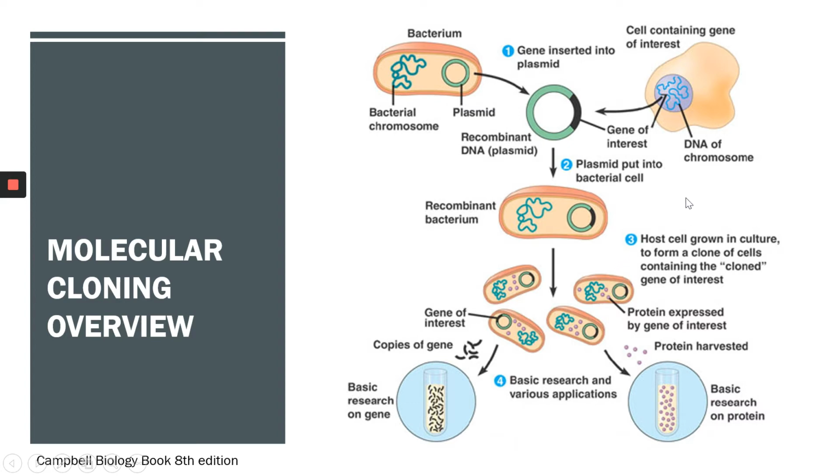Alternatively, the gene of interest can be inserted into a plasmid that allows for the expression of that gene. That gene is then expressed by the bacterium, and multiple copies of the protein are then produced inside the bacterium. And the protein can then be harvested and also used in basic research on the protein structure. Now that we've covered the overview of how molecular cloning works, we'll now be going through each of these steps in detail.